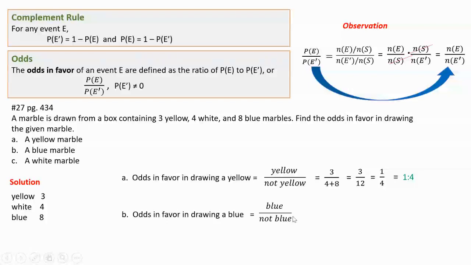It's going to be blue over not blue. The blue are 8, and the not blue are 7. So it's going to be 8 to 7, the ratio of 8 to 7.